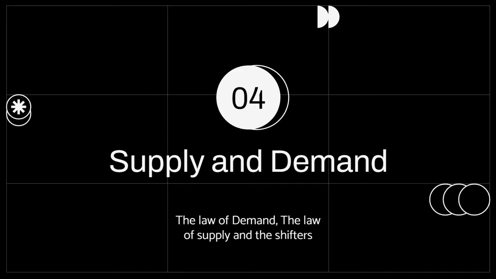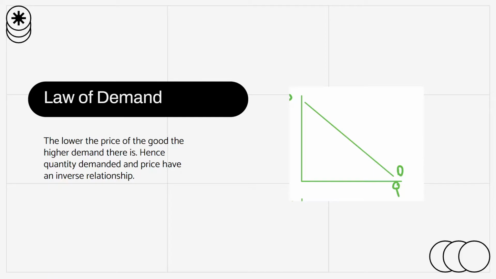Next, let's look at topic 4, which is supply and demand. So what is the law of demand? Basically, if I went to a store and they're selling a bottle of water for 50 cents and another store is selling the exact same bottle of water for 25 cents, of course I'm going to buy more from the store selling it for 25 cents. That's what the law of demand states: the lower the price of the good, the higher the demand.